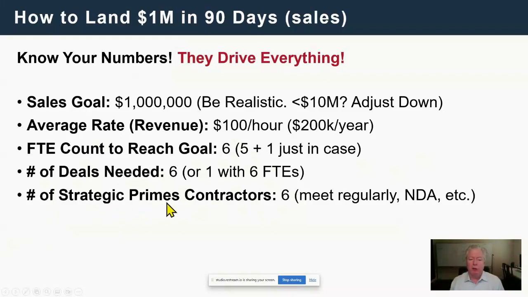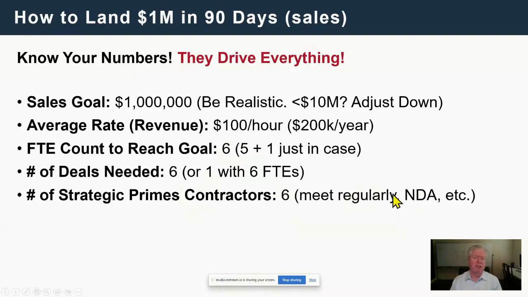So the number of strategic prime contractors I want you to have are 6, because then your goal basically is to try to get one opportunity from each one, one FTE opportunity from each one of these 6 primes. If you happen to get more from one prime, that's great. You're positioning yourself to potentially exceed your goal, but at the very least achieve the minimum goal of 6 FTEs that you're trying to add in.